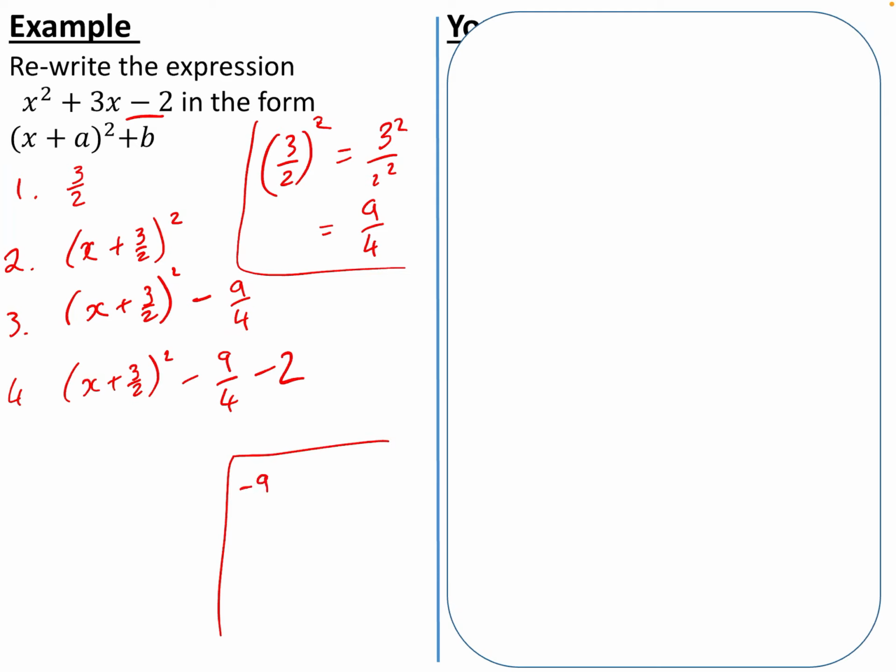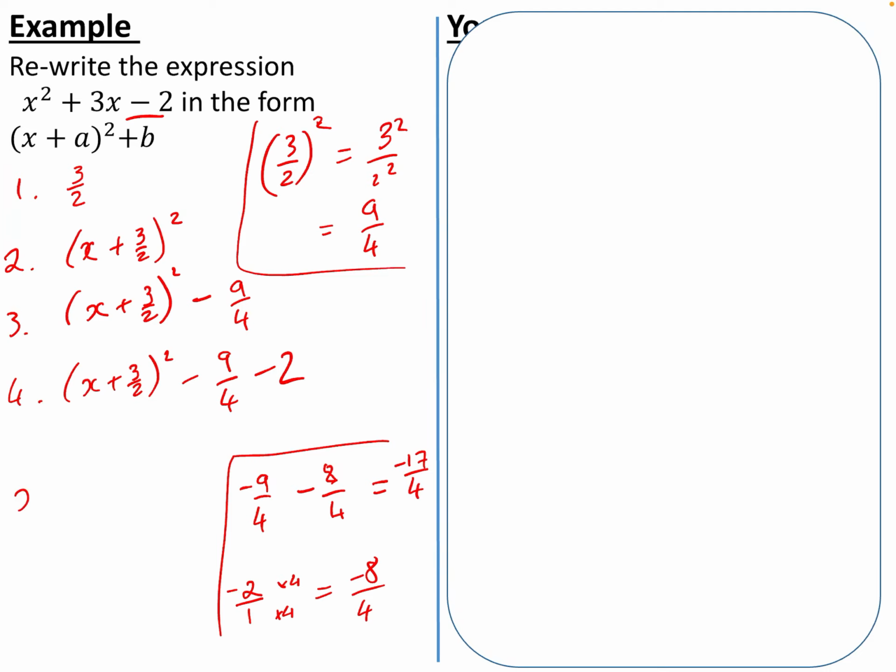So I've got -9/4, and then I want to change 2 into a fraction. Well, negative 2 can be written as -2/1. So I've now got these two to combine. However, I cannot add and subtract any sort of fractions until the denominators are the same. So what I'm going to do is multiply the top and the bottom by 4 to find an equivalent fraction, which gives me -8/4. So now I have -8/4. And combining these, -9 and -8 will give me -17, and that's over 4.